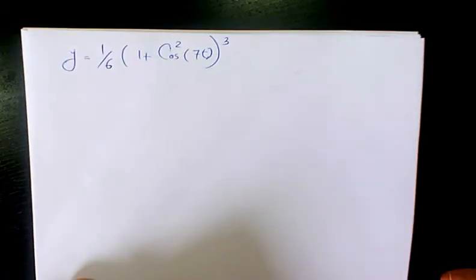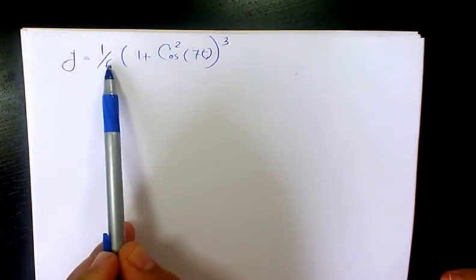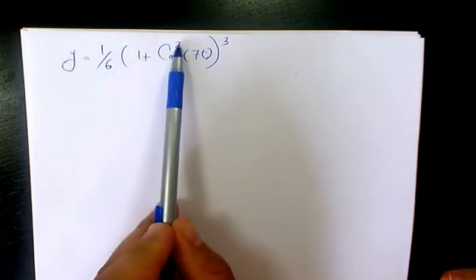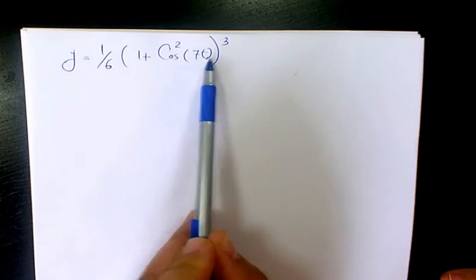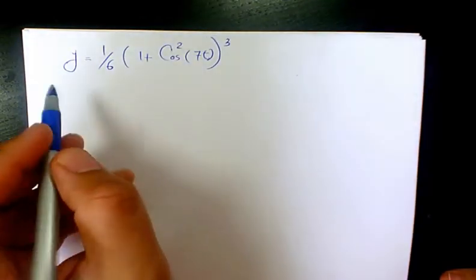Welcome to another video. In this video I want to show you how to find out the derivative of 1/6 times (1 plus cosine squared of 7t) to the power of 3. Before I start, I'm gonna have a quick reminder.